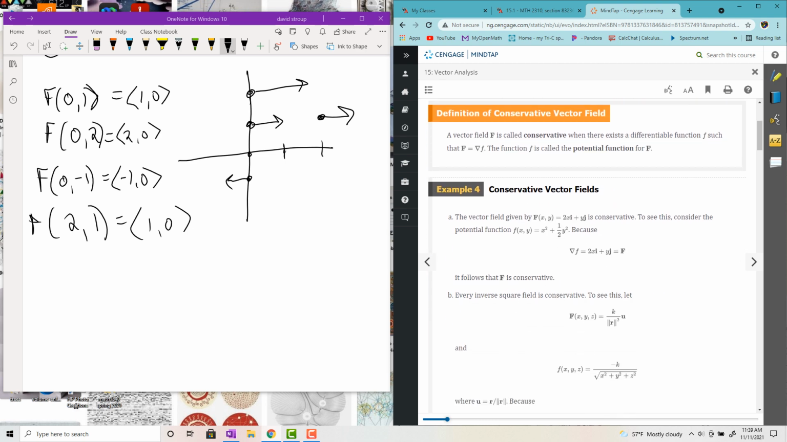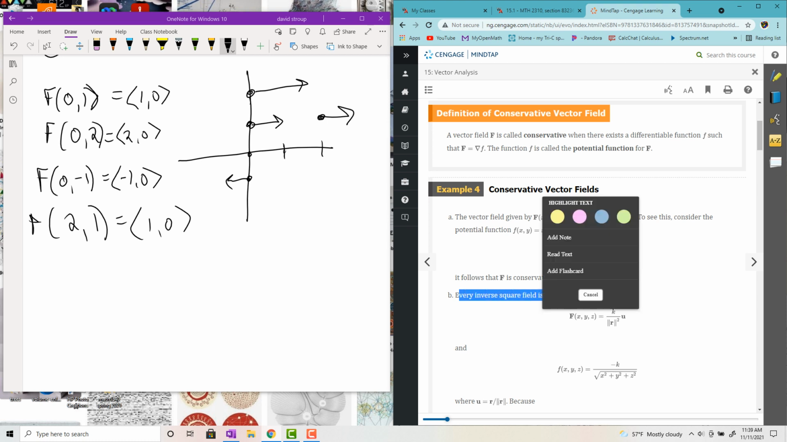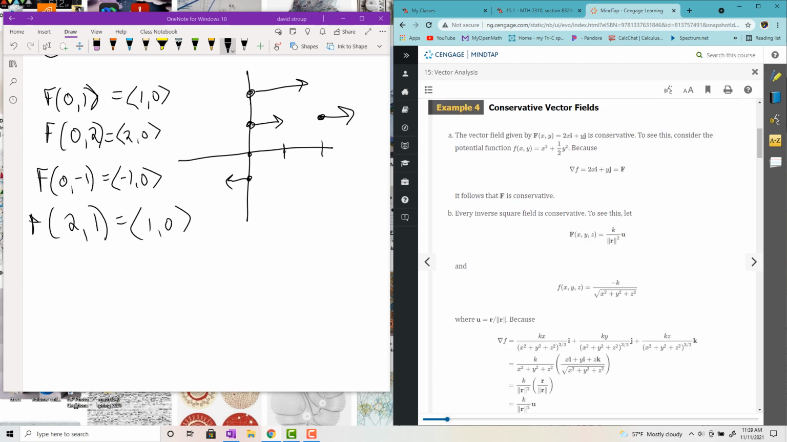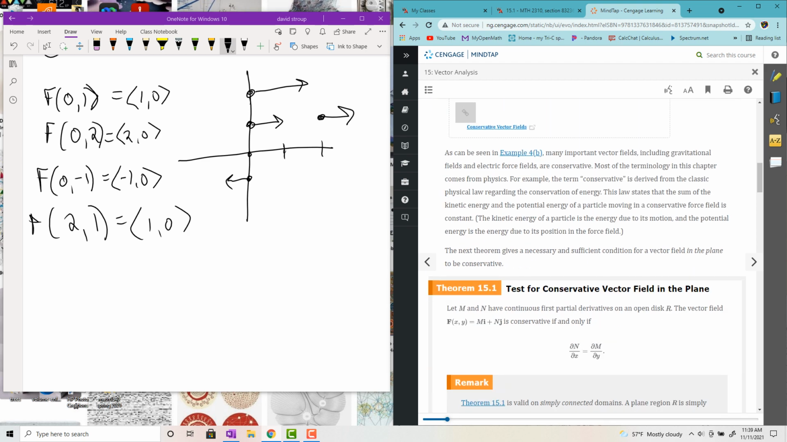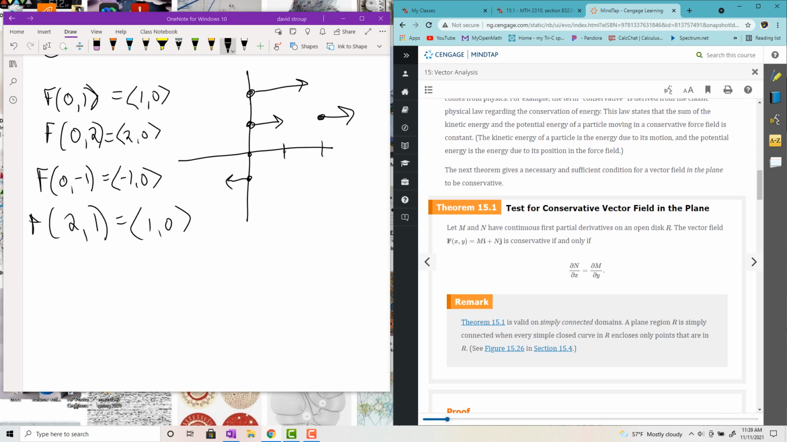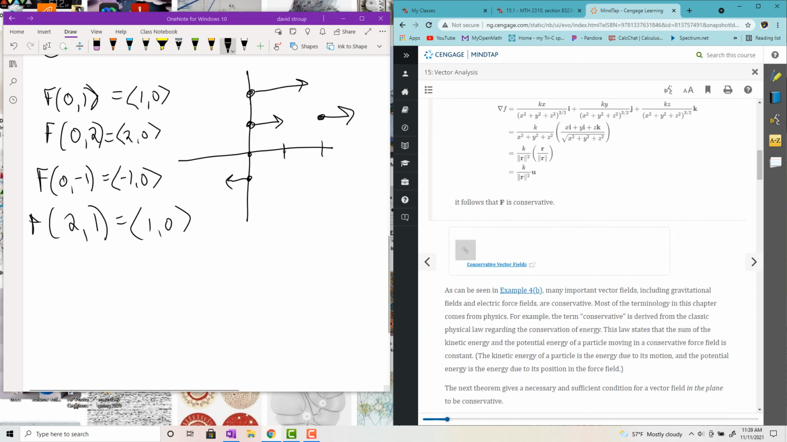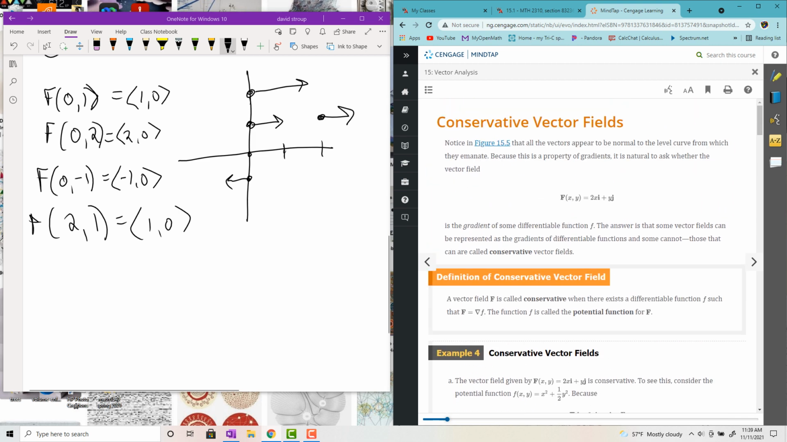So here, it's noting every inverse square field is conservative. Tests for conservative vector fields, basically what you're doing is comparing the mixed partials. So let's make this a new section, right? This is section 2, conservative vector fields.